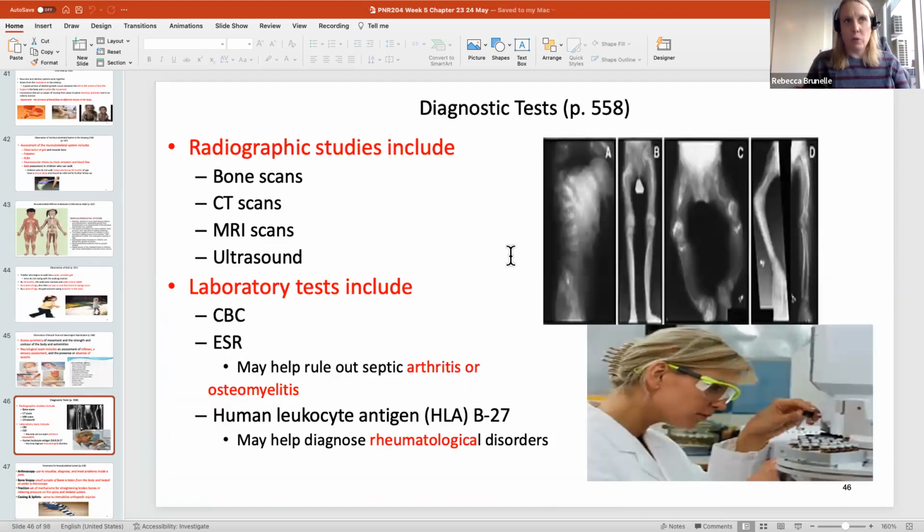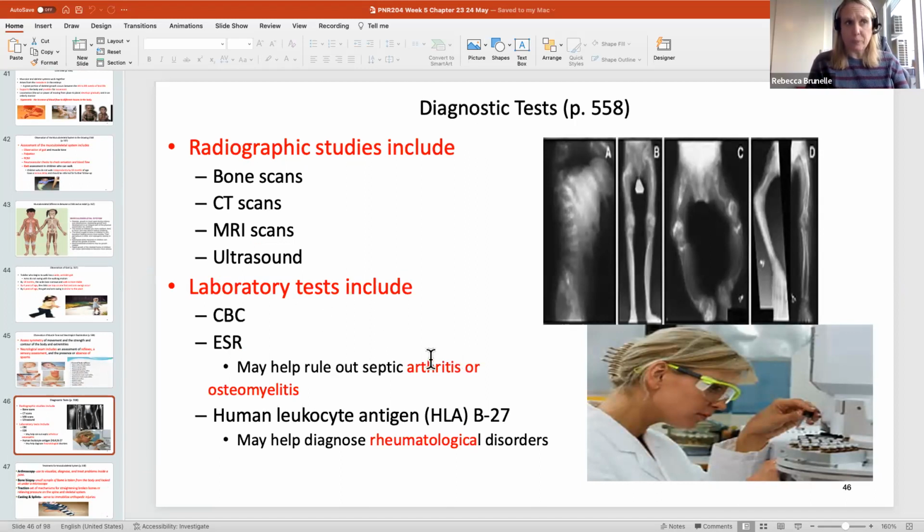When you're talking about musculoskeletal, there's a bunch of different tests. A lot of them are imaging tests: bone scans, CT scans, MRIs, ultrasounds. It's all trying to look at the musculoskeletal system. In specific situations, you might also do laboratory tests.